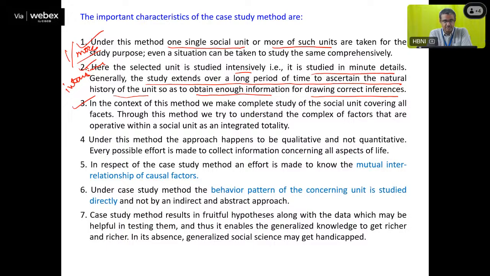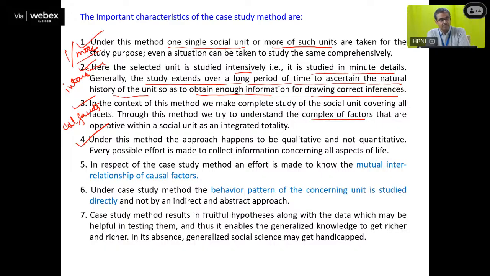Third is, in the context of this method, we make a complete study of the social unit covering all facets. Through this method, we try to understand the complex of factors that are operating within a social unit as an integrated totality. So this is another important factor that you have to consider while doing the case study method, that we have to draw the interrelationship between complex factors operative within the unit. So we have to make a complete study of the social unit covering all facets. Okay, so you cover all facets of study, right?